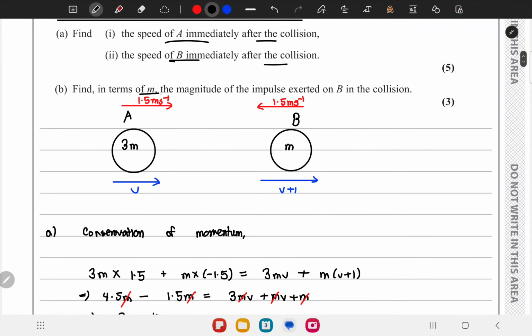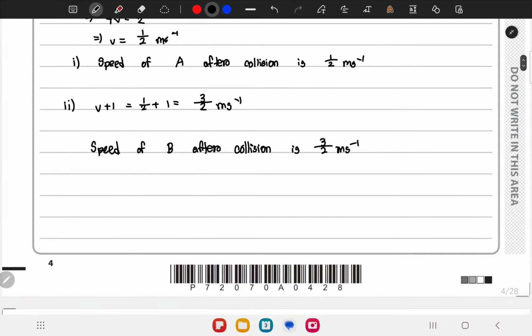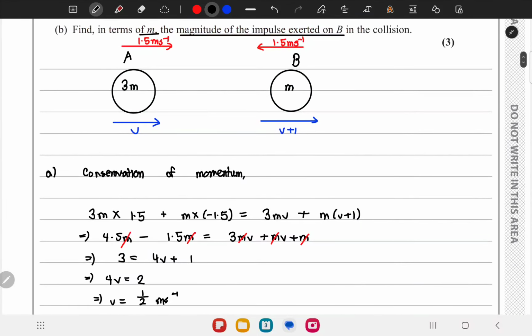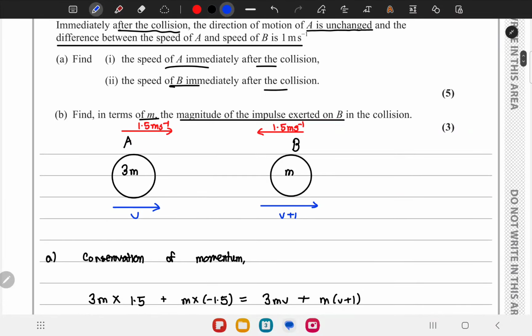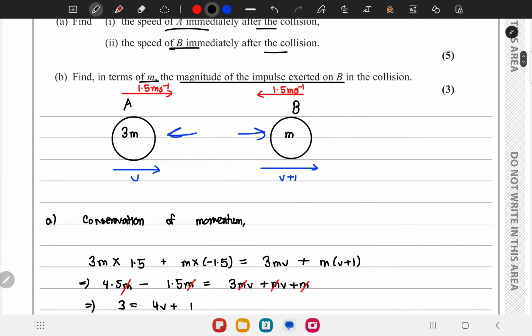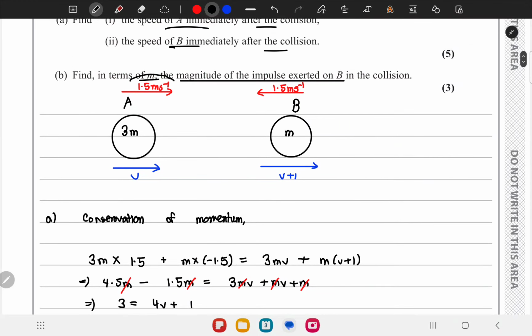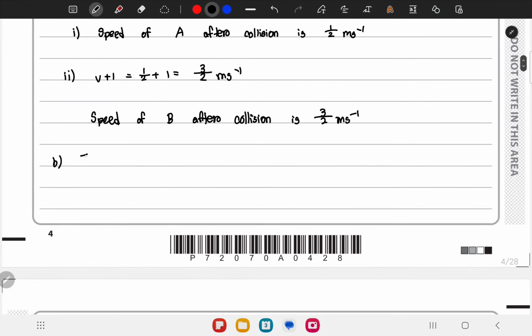Now in part B, we have to find, in terms of m, the magnitude of the impulse exerted on B. The impulse exerted on A and B would have the same magnitude. The impulse on A would be leftward, the impulse on B would be rightward. We can do the calculation with any one of them. Since there is no change in the direction of motion of A, I'll do it with A.